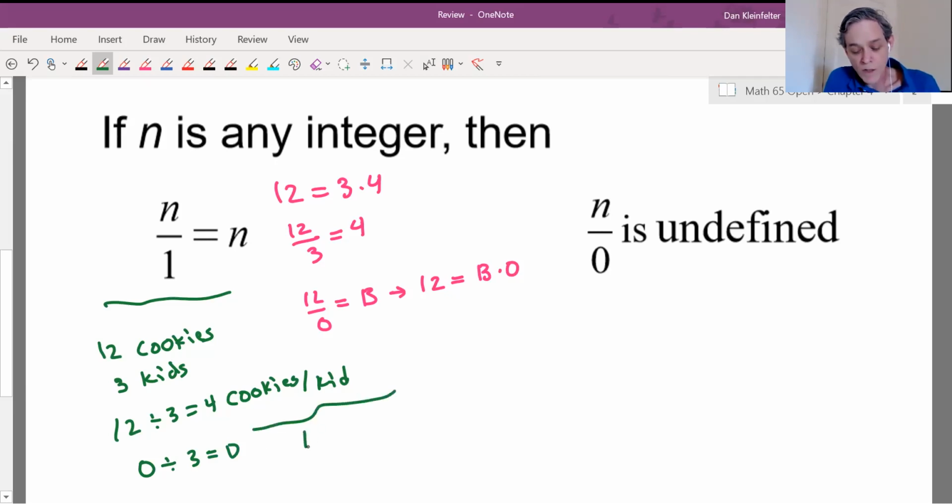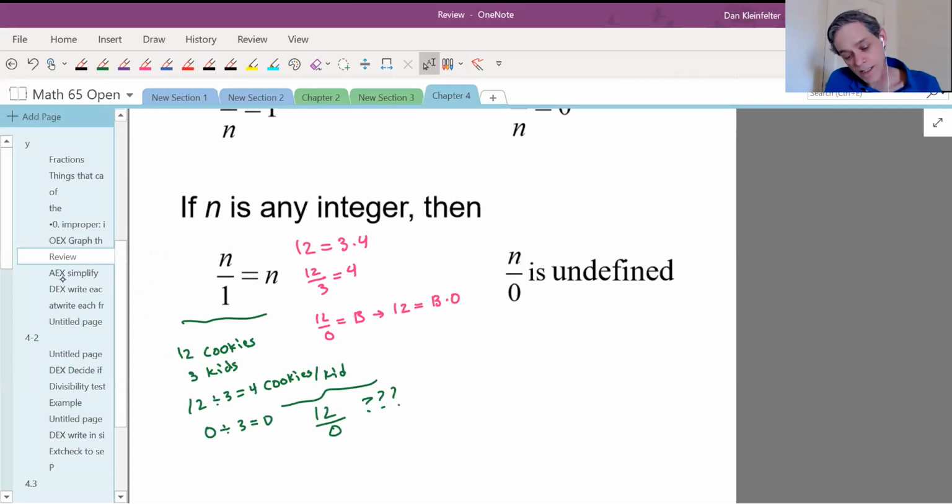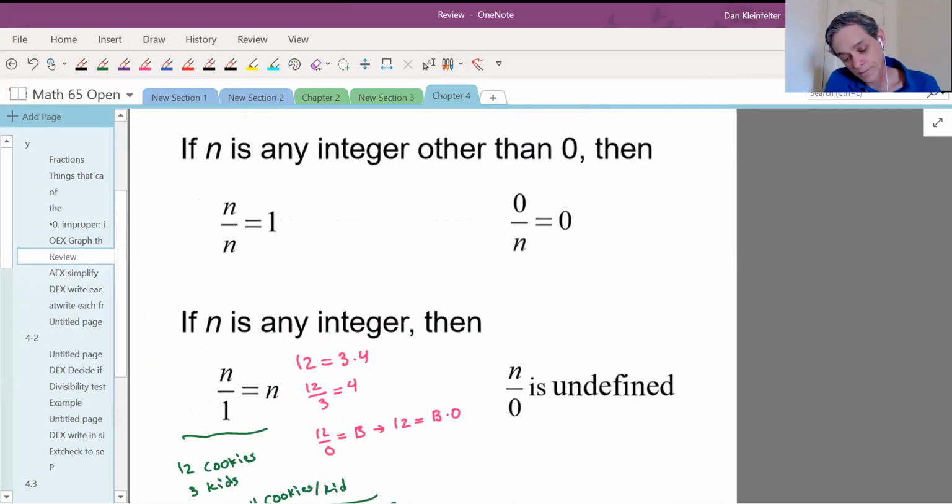Okay. How about 12 cookies divided by 0 kids? Okay, let's say you have no kids. If you have 12 cookies and you want to divide them among the non-existent children, okay, how are you going to do that? Okay, well, that's impossible, right? Okay, and so that will be a way to remember that division by 0 is undefined. Okay, so a couple of properties involving 0 and 1.